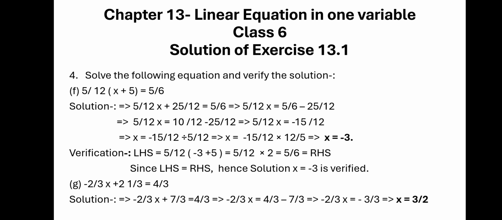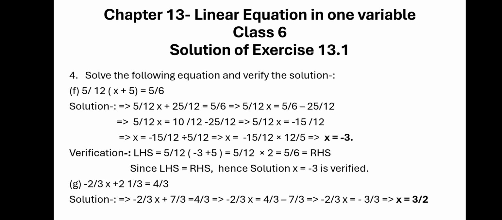because negative 25 plus 10 is negative 15 upon 12, and therefore it implies x is equal to, when you divide negative 15 by 12 by 5 upon 12, it is multiplied as its reciprocal. So negative 15 upon 12 multiplied by 12 upon 5, and 12 gets cancelled, and negative 15 upon 5 gives you x is equal to negative 3.